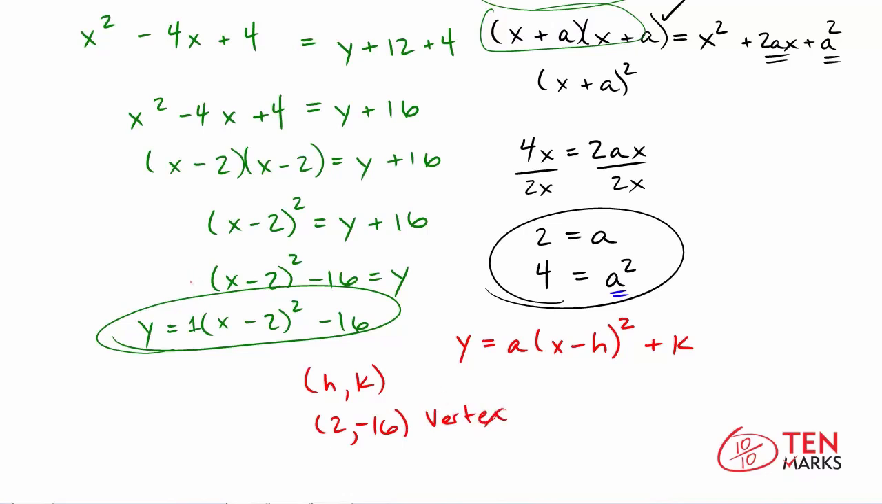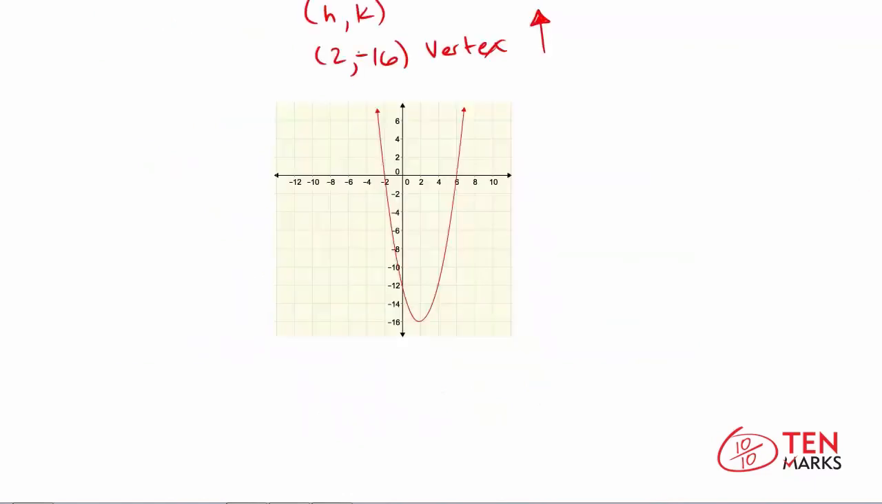Again, we notice that the a value, this is a right here, a is positive, so the parabola should open upwards. Let's take a look at the graph. We have the vertex of 2, negative 16. It should be opening upward, which means negative 16 should be a minimum. And here's our vertex, and it is a minimum. There are no points that lie below this, and the parabola is opening upwards.